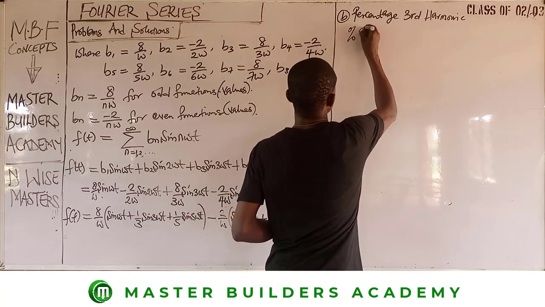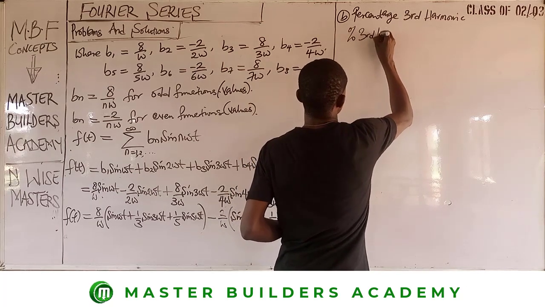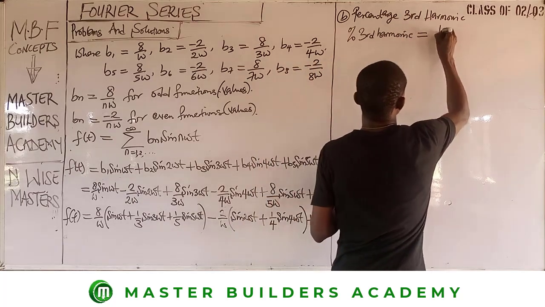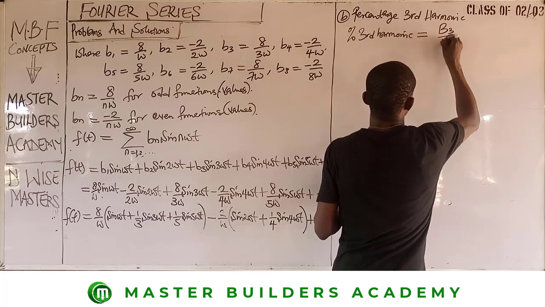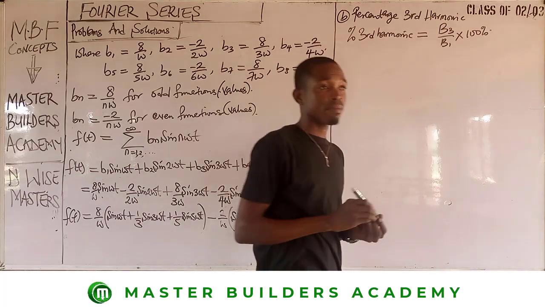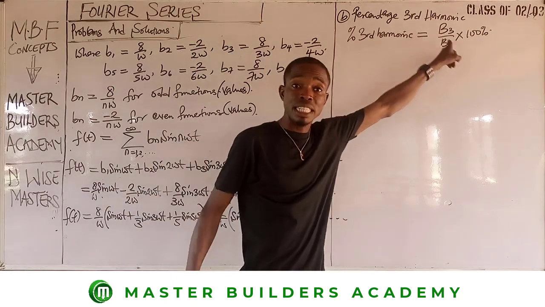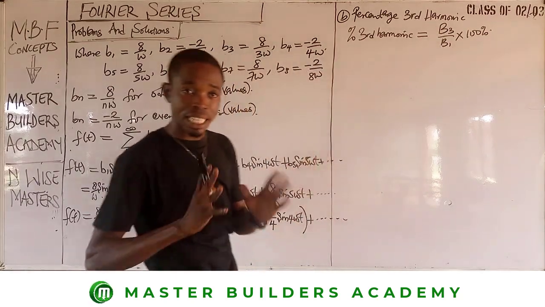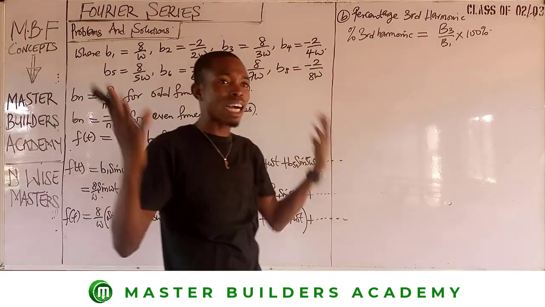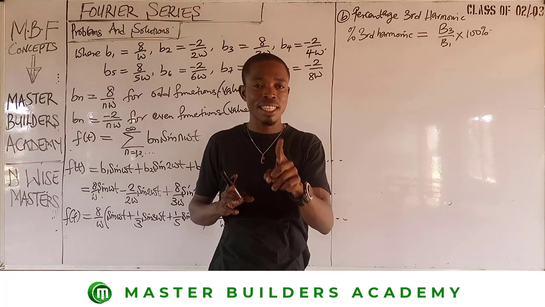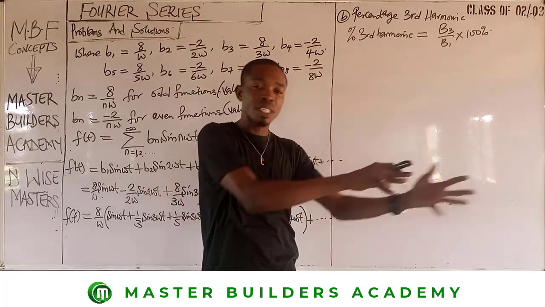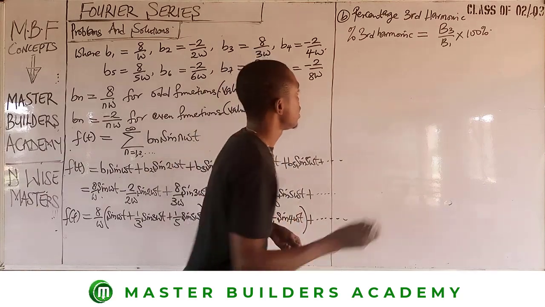The formula for this percentage third harmonic is equal to B3 over B1 multiplied by 100%. So the question is, what is B3, what is B1? Remember that these are capital letters, quite different from this. So how do I solve for B3? Then you come back to either equation 8 or equation 9, among the equations I gave earlier before we jumped into solving calculations, right?